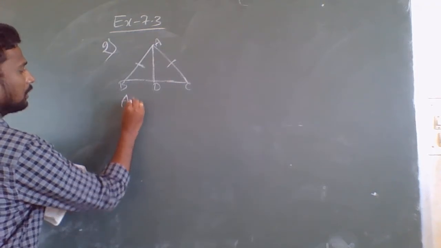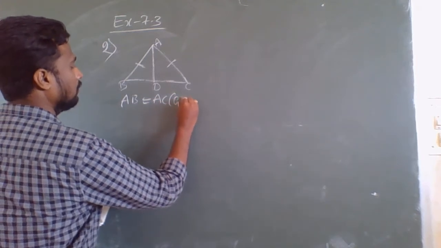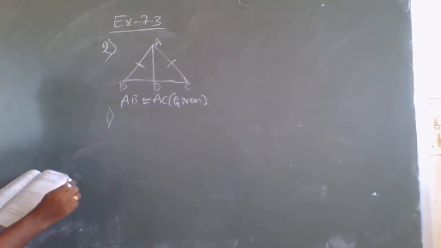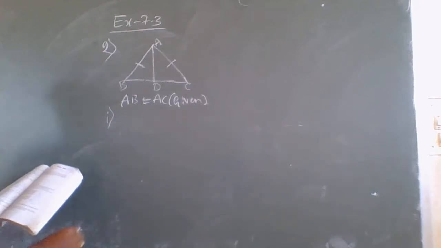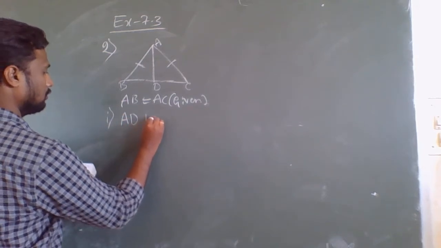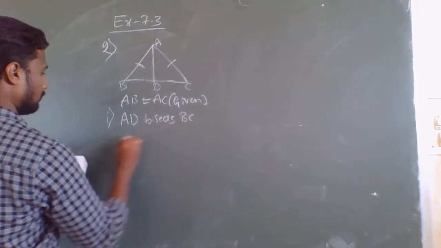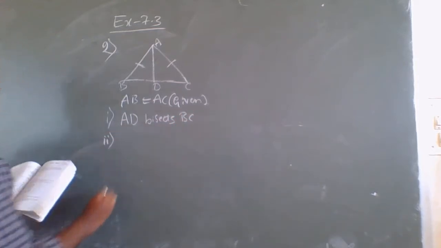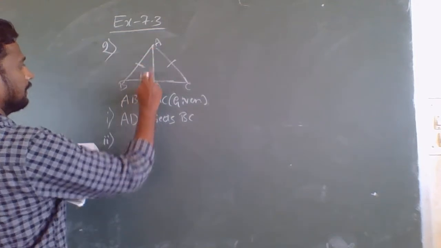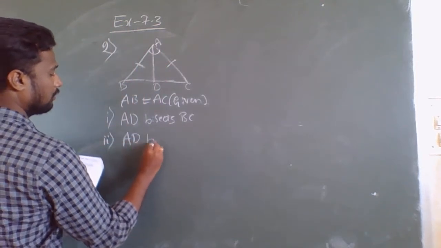What they have given? AB is equal to AC, given, and we have to show that first, AD bisects BC, and second, AD bisects angle A. AD bisects this angle A.